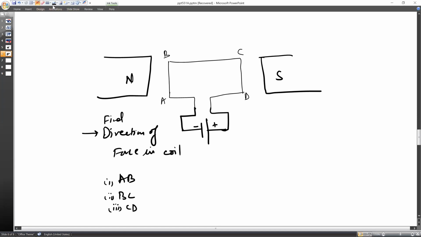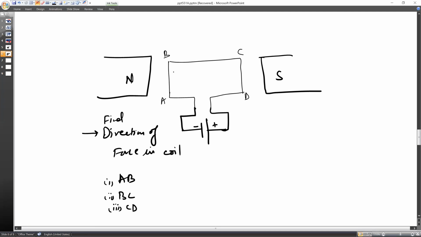Sir, in AB, it will be from north to south. No, you have to tell me, because these are on the plane of the screen. Whenever no north and south direction is given to you, then you have to answer it. Consider whatever drawing is given to you to be on the plane of paper. So it will be into the plane of paper or out of the plane of the paper, into the screen or out of the screen.